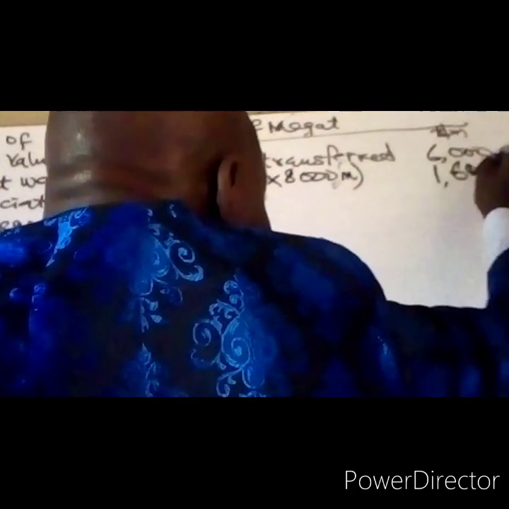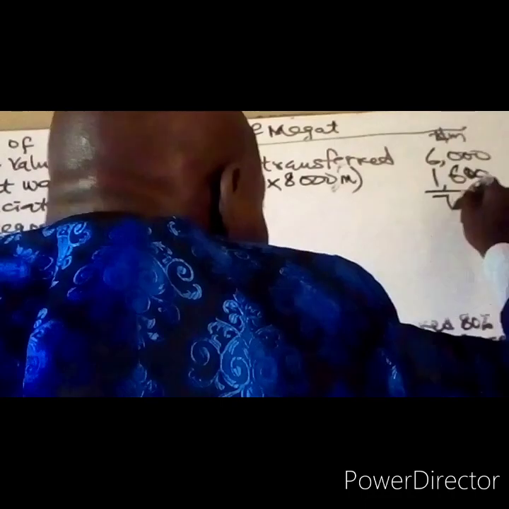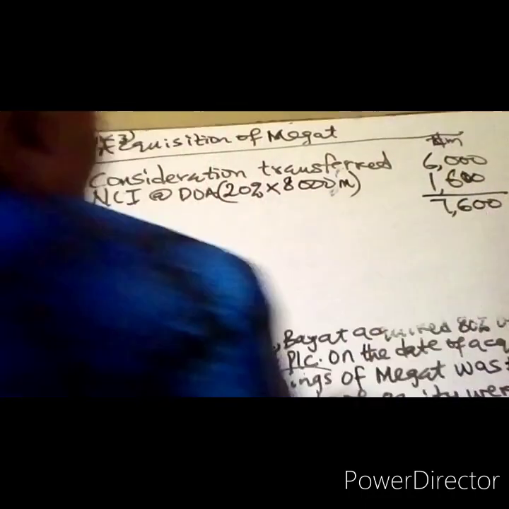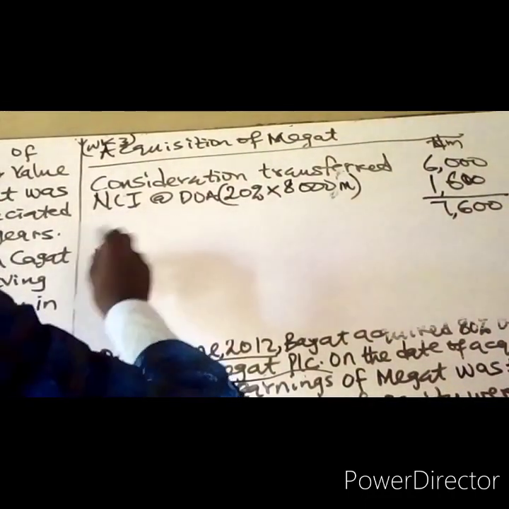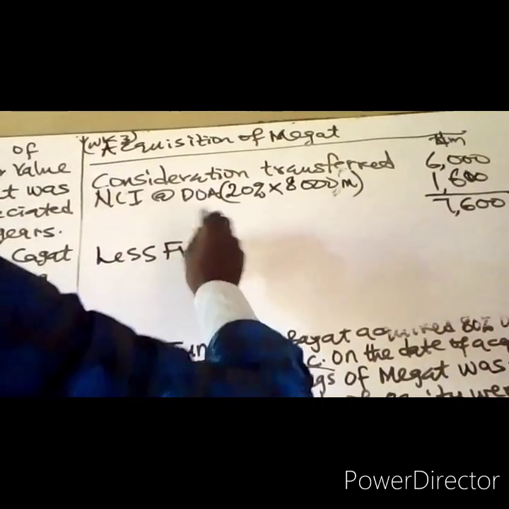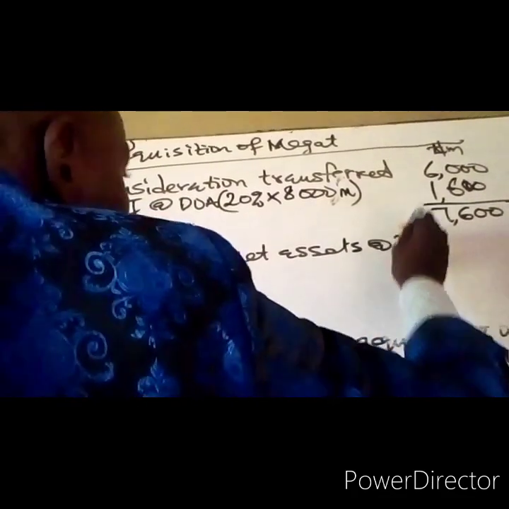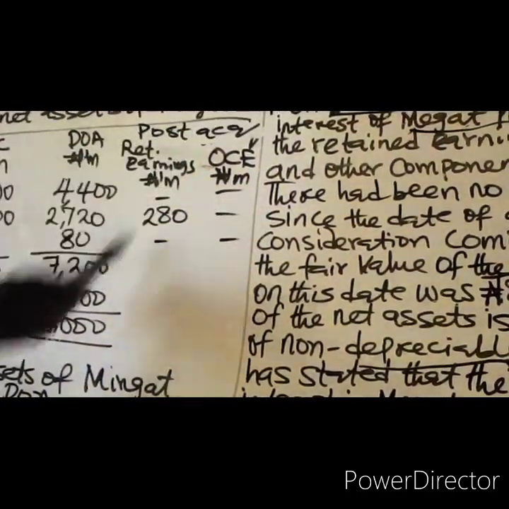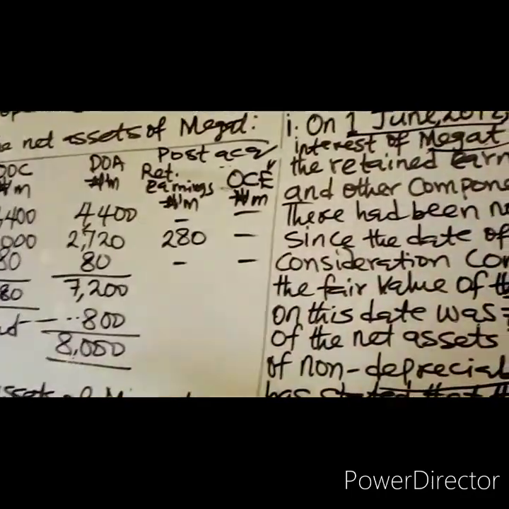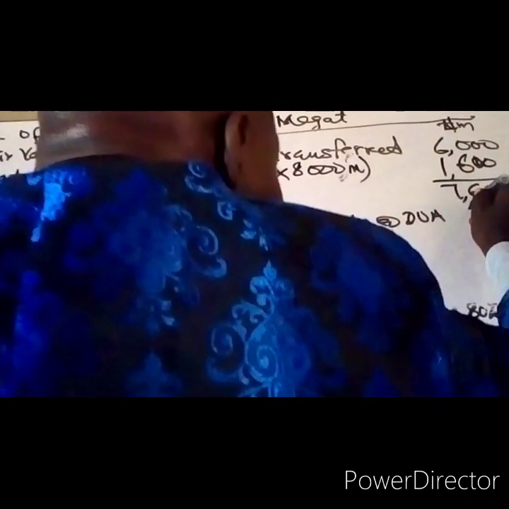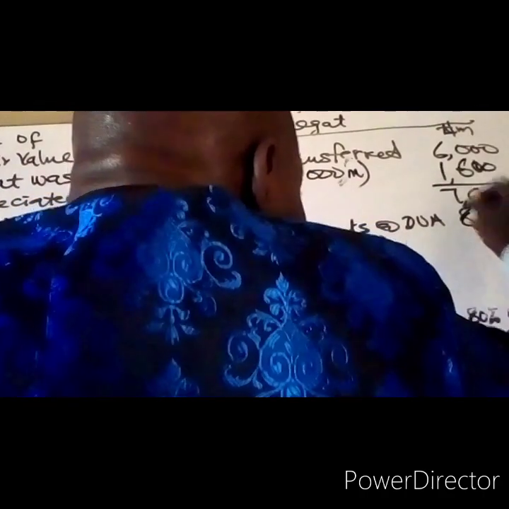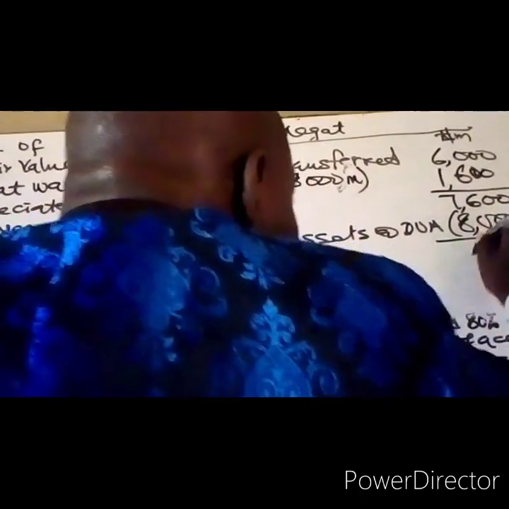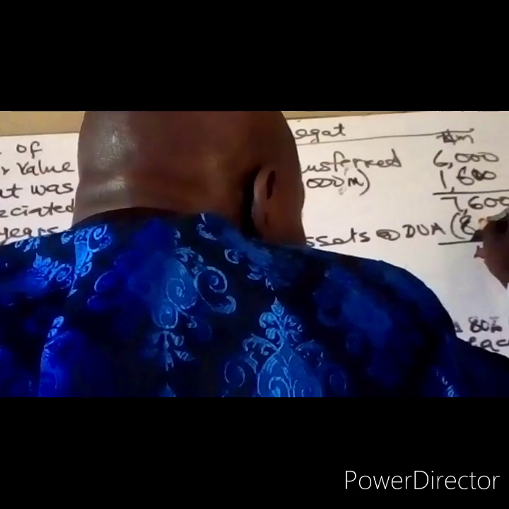1,600. If you add the 1,600 to 6,000, you'll have 7,600. So with that, less the fair value of net assets at the date of acquisition. The fair value of the net assets at the date of acquisition of Mega is 8 billion. So you subtract the 8 billion from 7,600. Then you'll have negative goodwill of 400.